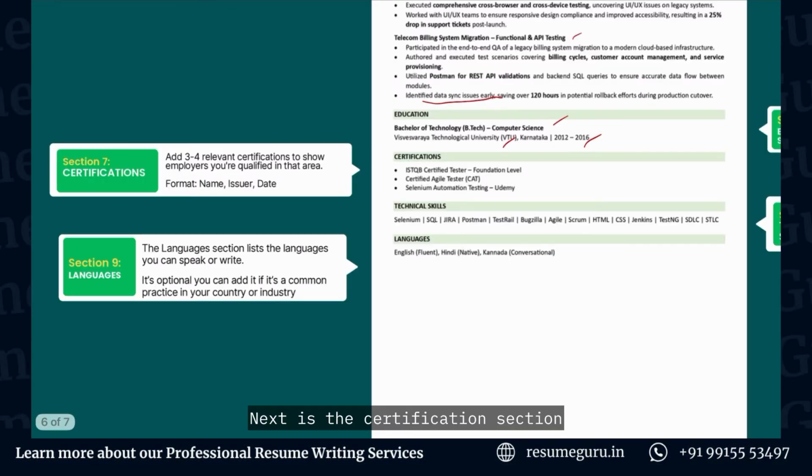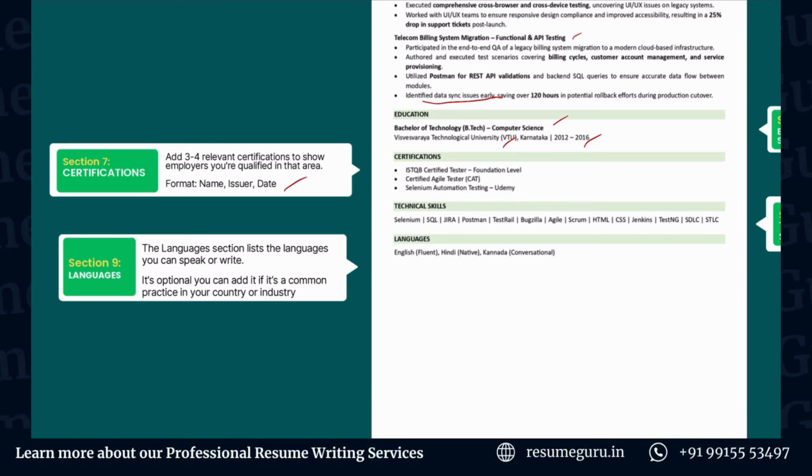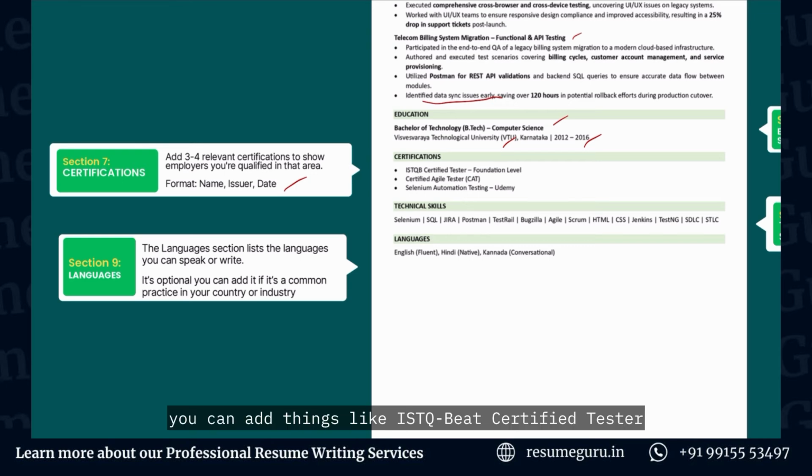Next is the certification section. This is where you add 3 to 4 relevant certifications to show the employers that you're qualified in that area. For this field, you can add things like ISTQB Certified Tester, Certified Agile Tester, or Selenium Automation Testing. Things like these. You can add these certificates that will give you a lot more credibility.